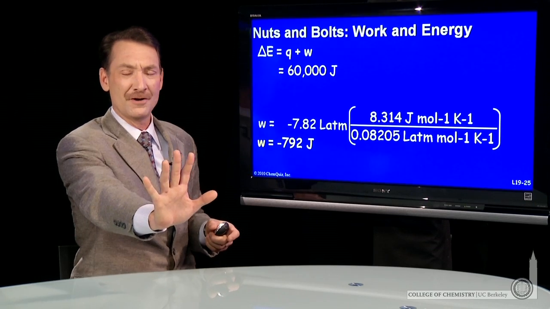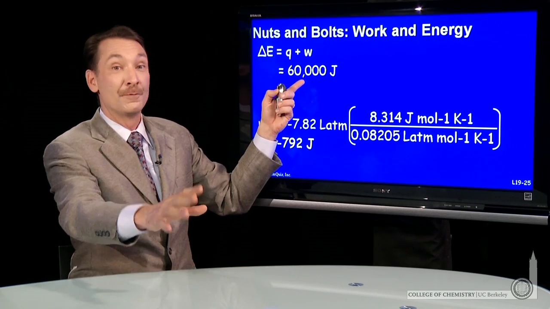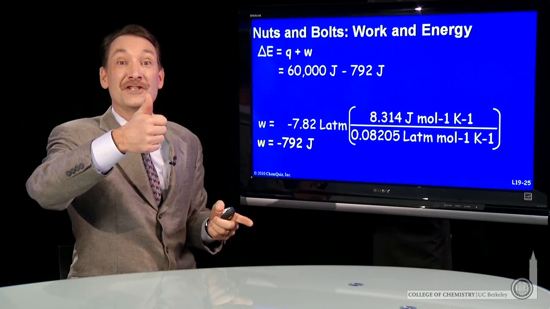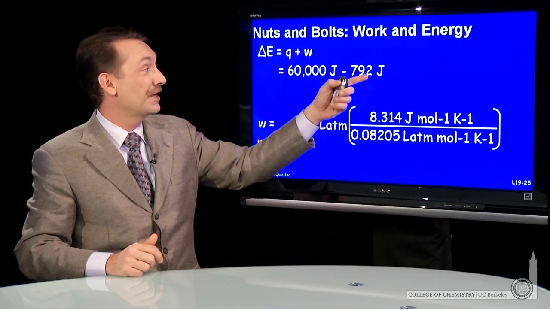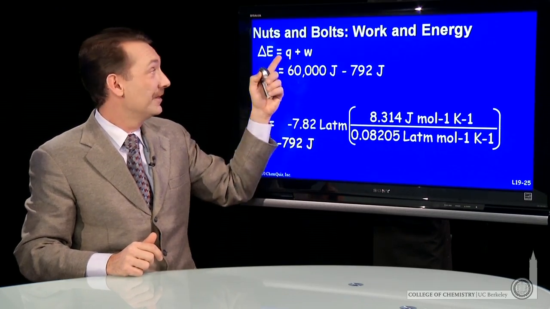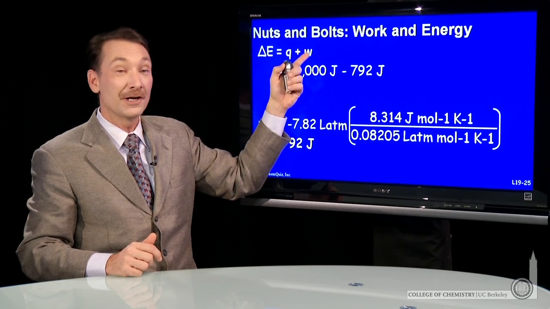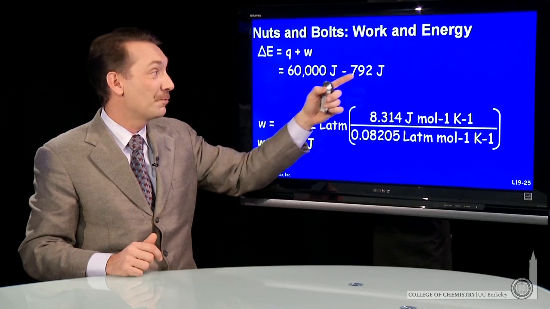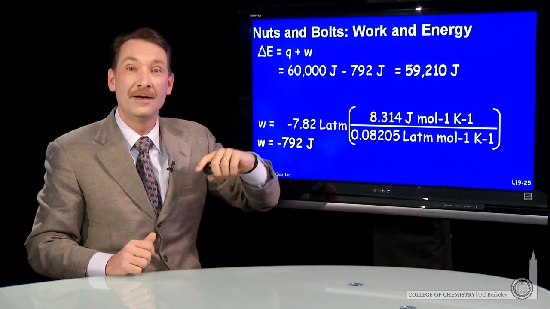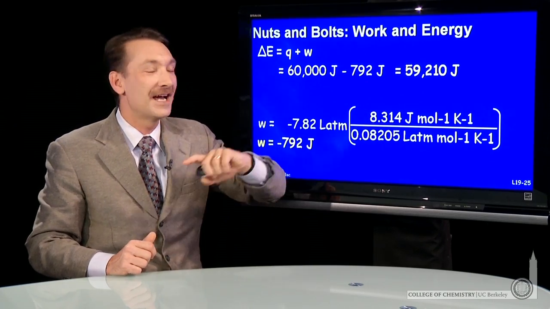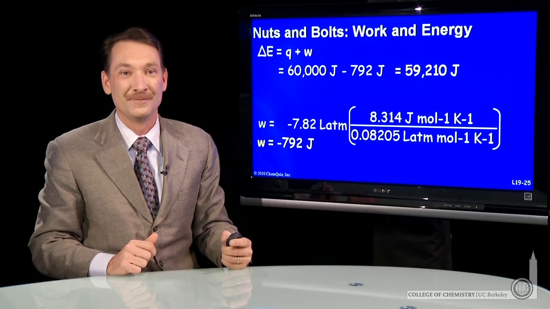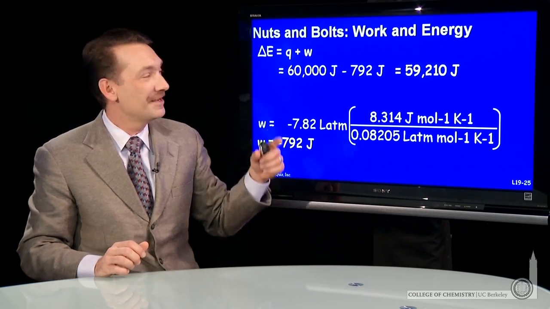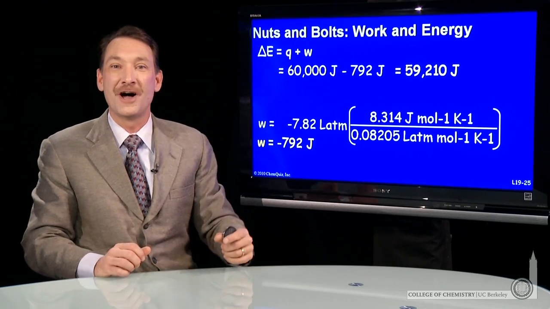So it does about 800 joules of work, but absorbs 60,000 joules from the heater. So clearly its internal energy is going to go way up. Its internal energy is going to go up by the difference, heat plus the work, and in this case the work is negative. So it's the heat I absorbed minus the work I did, or an internal energy change of 59,210 joules. So this is a process involving both heat and work for an ideal gas, but we can track them with the first law of thermodynamics.